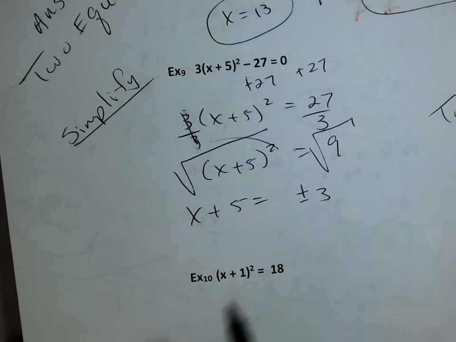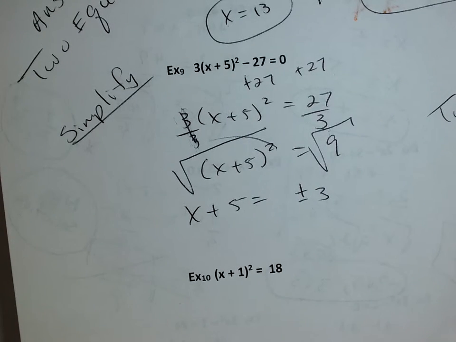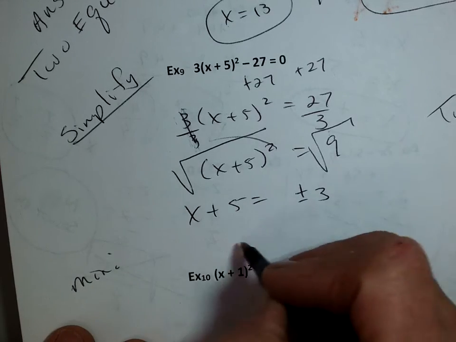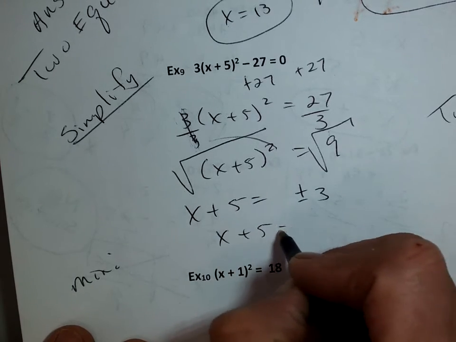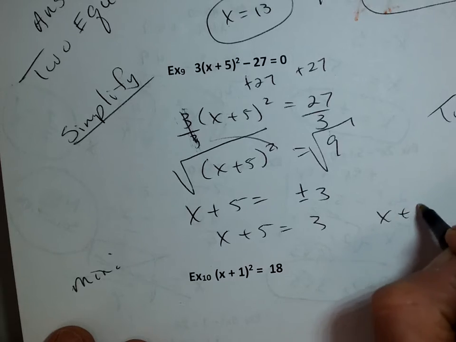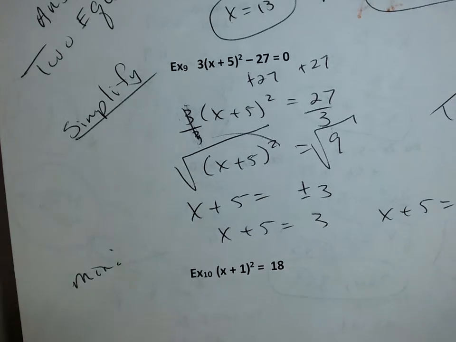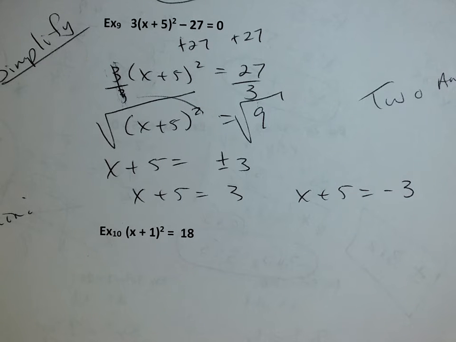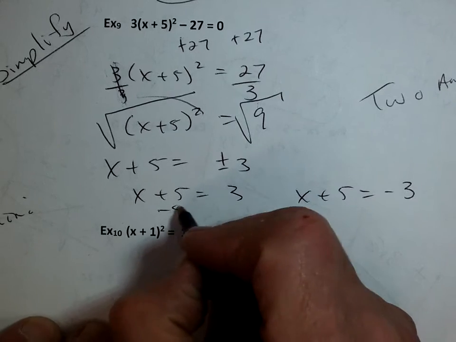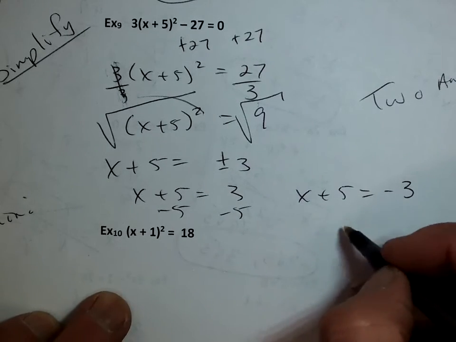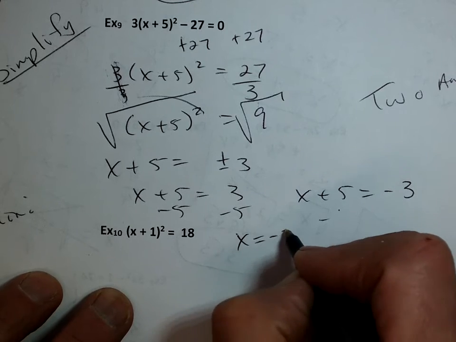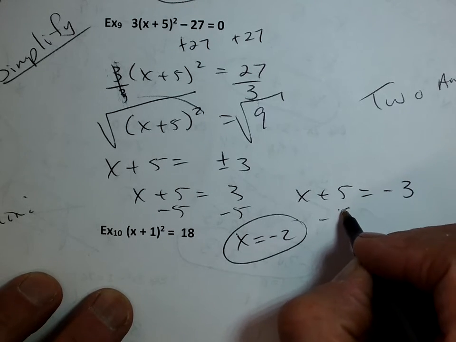So now, many equations. I've got x plus 5 equals 3, and x plus 5 equals negative 3. So I've got my two mini equations. Minus 5, and Amber, I'm going to answer your question in just a second. So I get x equals negative 2, or negative 8.